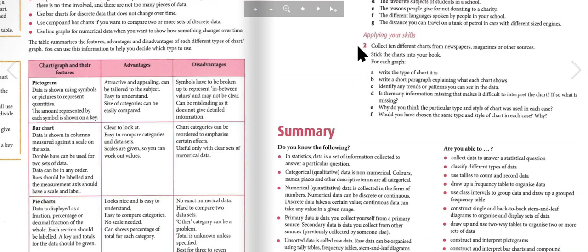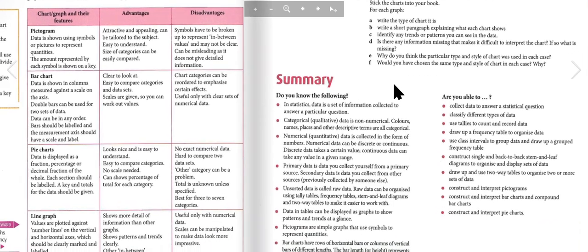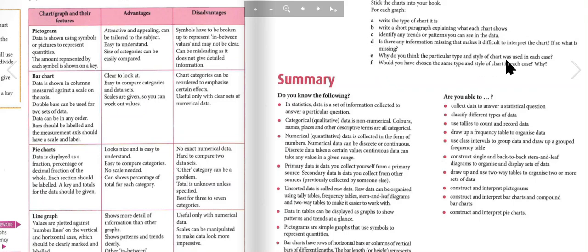Applying your skills. Question 2. Collect 10 different charts from newspapers, magazines, or other sources. Stick the charts into your book. For each graph, write the type of chart it is, and write a short paragraph explaining what each chart shows. Identify any trends or patterns you can see in the data. Is there any information missing that makes it difficult to interpret the chart? If so, what is missing? Why do you think the particular type and style of chart was used in each case? Why would you have chosen the same type and style of chart in each case? Why?